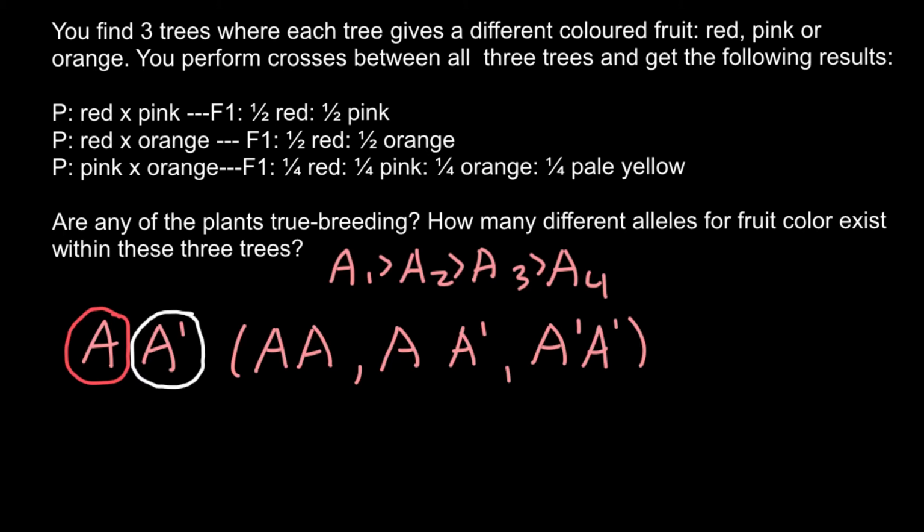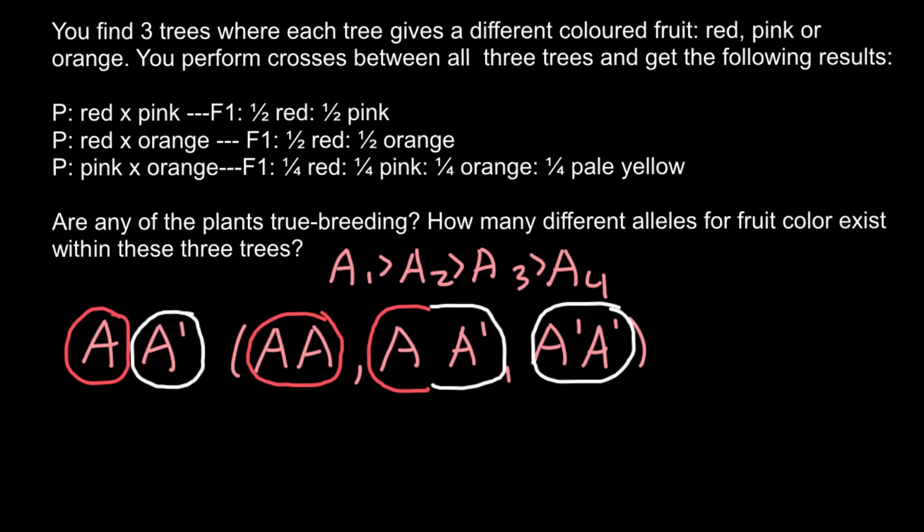So genotype A A would produce red flowered plants. Genotype A prime A prime would produce white flowered plants, and genotype A and A prime would produce plants with flowers that have patches of red and white. So let me draw once again. This is going to be a plant that looks like this. It would have patches of red, and it also would have patches of white.